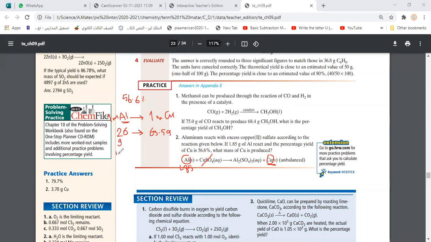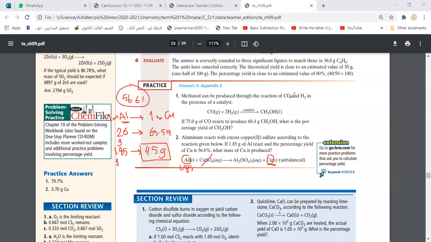So like this, suppose in a normal situation that 26 gram of aluminum produces 63.5 gram of copper. So if you just have 1.85 gram of aluminum, how much is supposed to be produced? Cross multiplication. 1.85 times 63.5 divided by 26 is 4.5. So it will produce 4.5 gram. That is the theoretical yield. So you have the theoretical yield, and do you have the percentage yield?